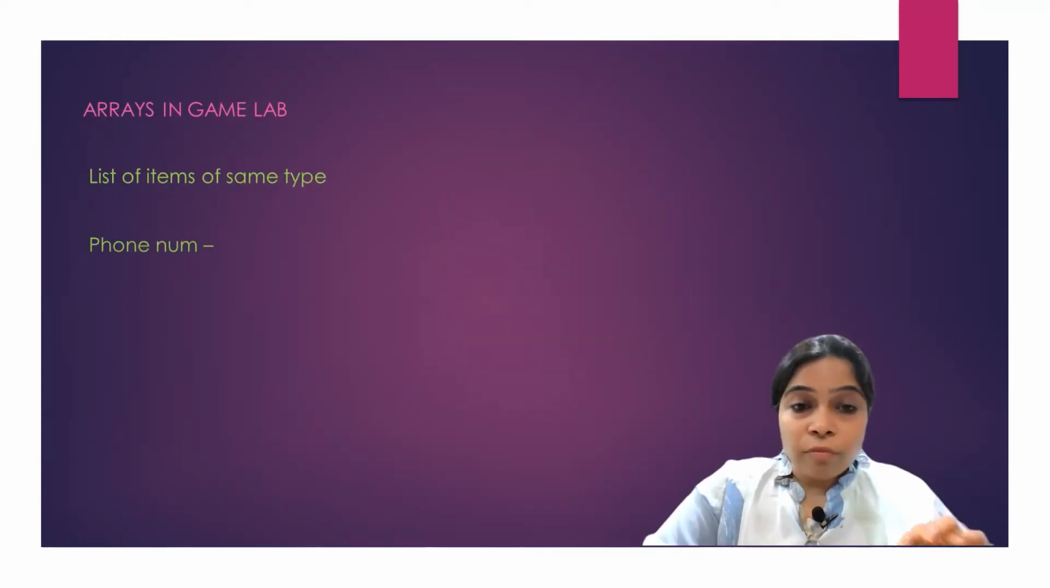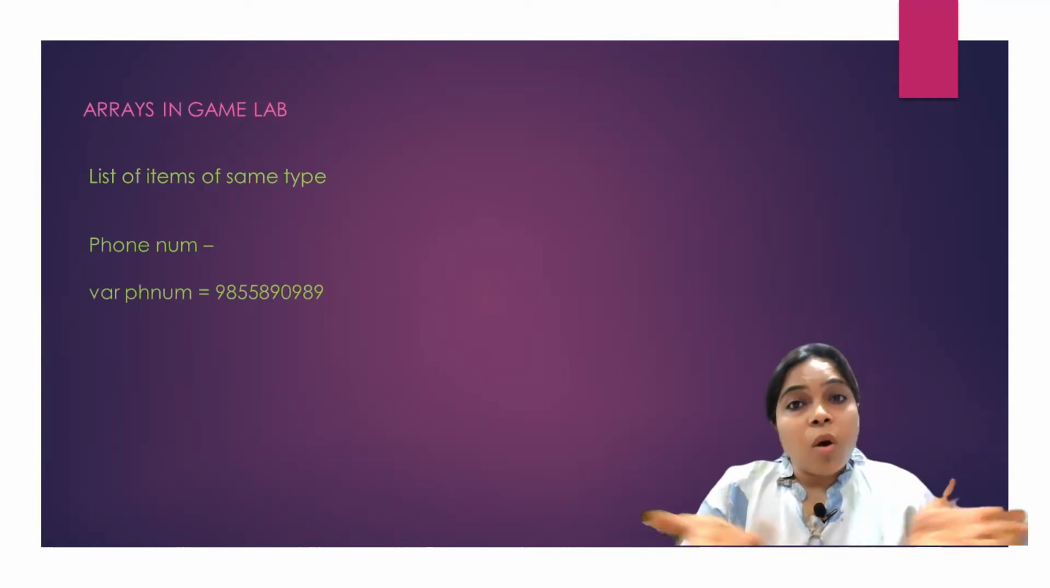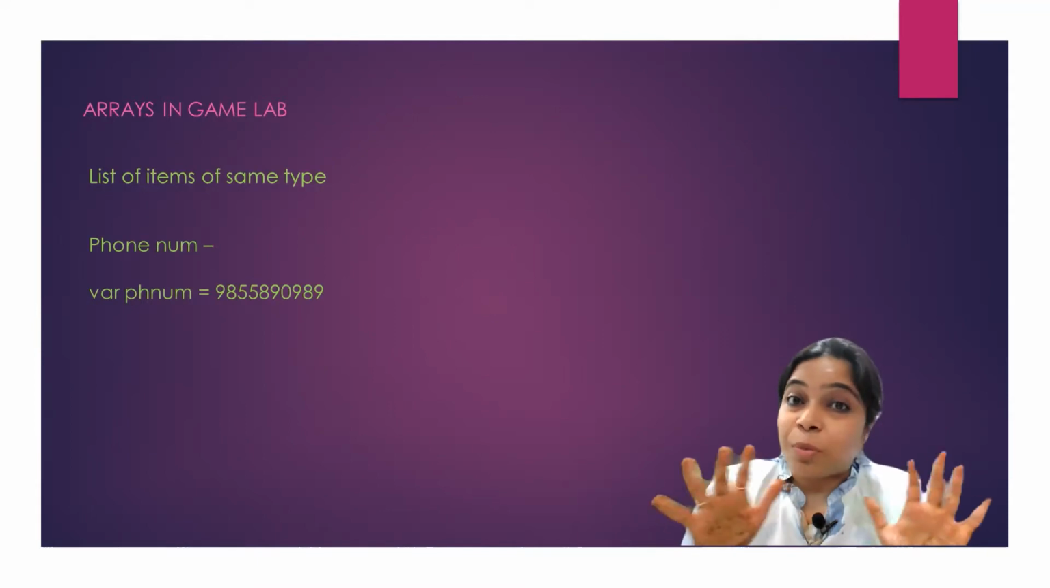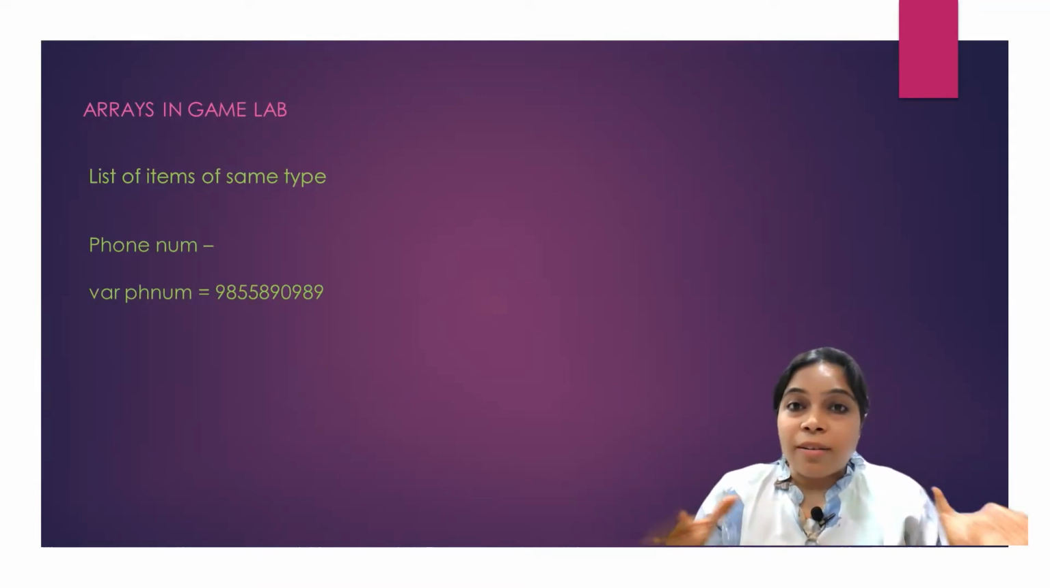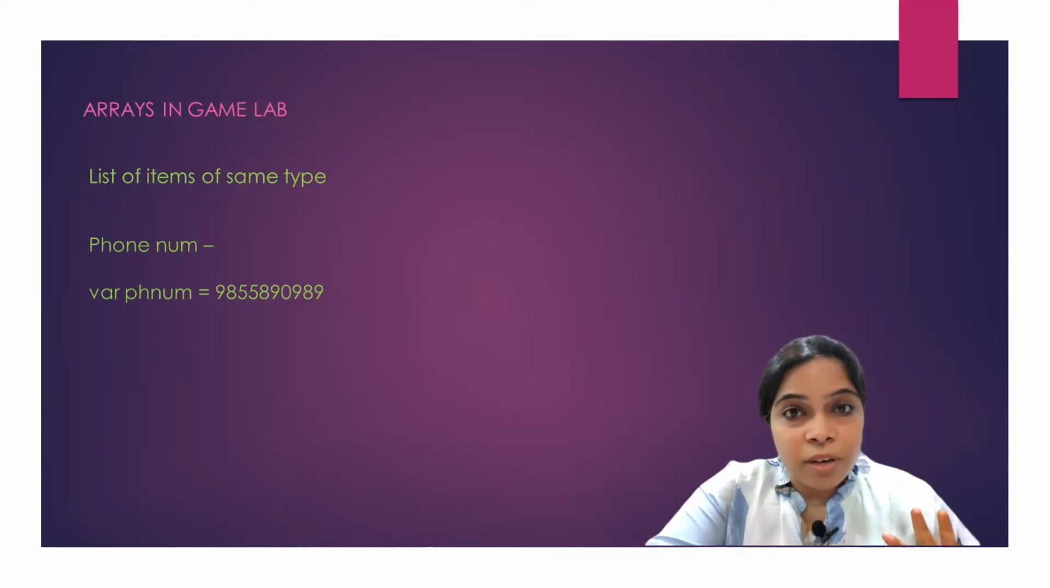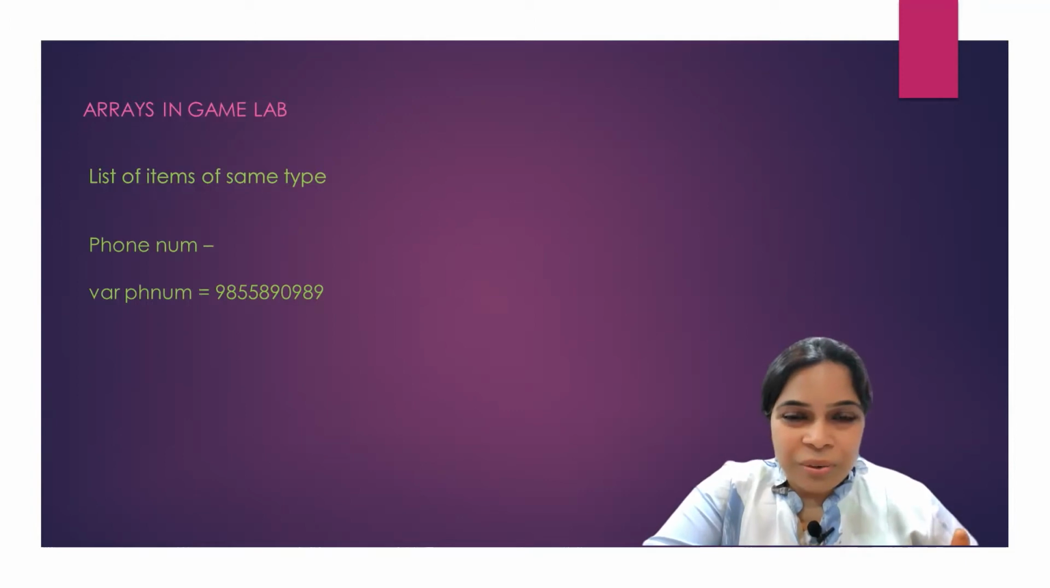You need to save phone number of all your friends. You are creating a program where you want to save the phone number of all your friends. So what you will do, you will create a variable phone number. Okay, yes, you can always create a variable phone number and store it. If you have one or two friends, that is perfectly fine. But if you have 100 friends or 50 friends, what you will do? Are you supposed to create 100 variables and assign them values? No, it is not going to be a good idea, right?